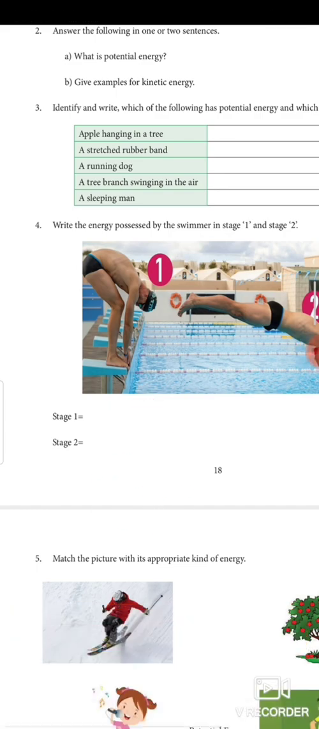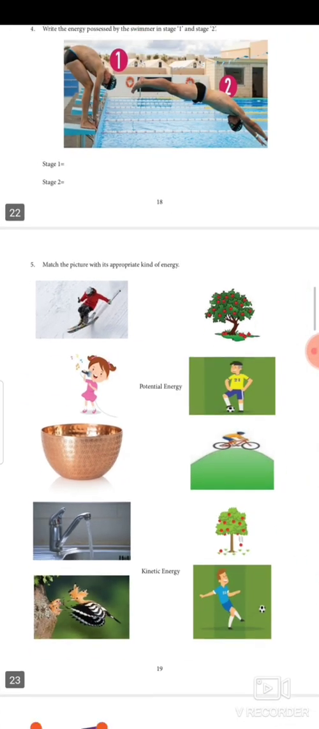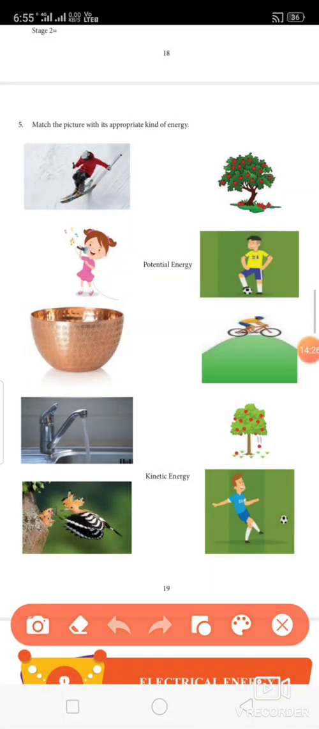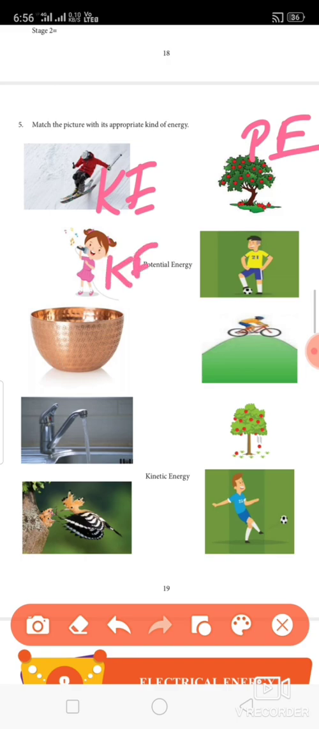Let's see the answer for the fifth question. The fifth also we need to mark kinetic energy and potential energy. So here it is kinetic energy. Here it is potential energy. The singing girl will have kinetic energy. He is not playing, he is standing, so he will possess potential energy. Potential energy. He is standing at the top only, he is not moving, so potential energy.